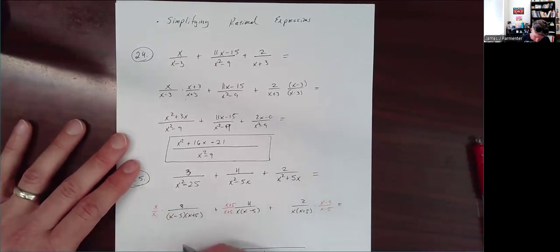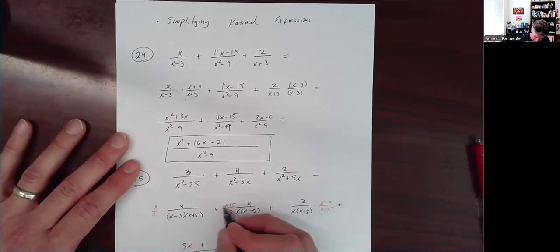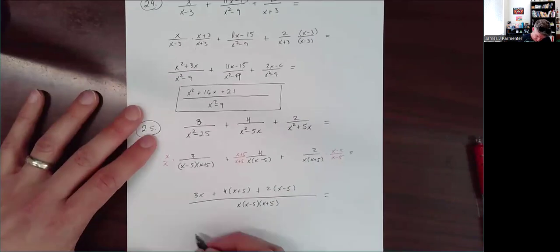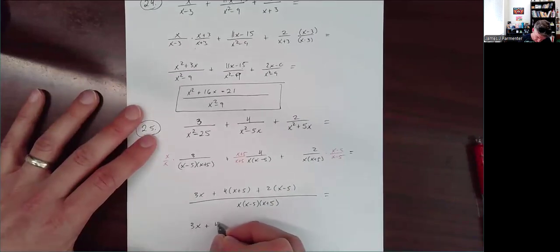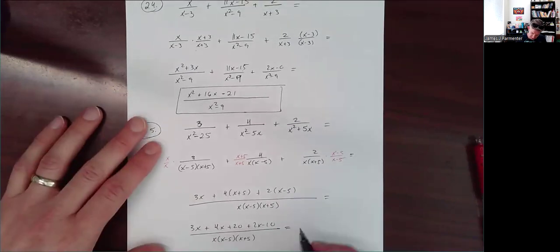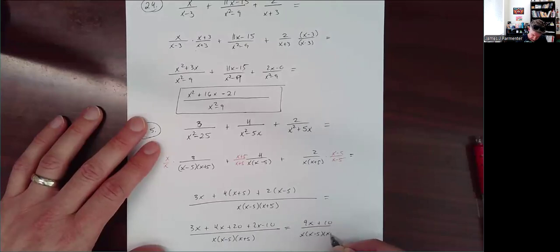The numerator is going to be 3x plus 4 times x plus 5 plus 2 times x minus 5, which is going to be 3x plus 4x plus 20 plus 2x minus 10 all over x times x minus 5 times x plus 5, which is then going to be 3x plus 4x plus 2x is 9x, and 20 minus 10 is plus 10 all over x times x minus 5 times x plus 5.